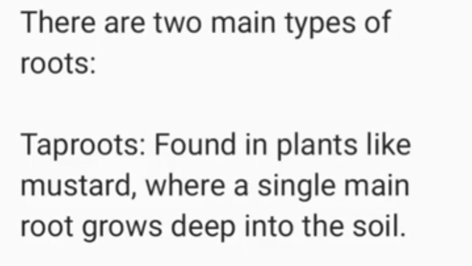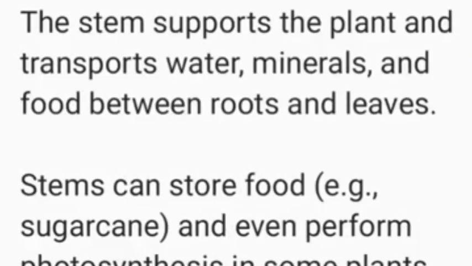Taproots, found in plants like mustard, where a single main root grows deep into the soil. Fibrous roots, found in plants like grass, where a network of roots spreads out near the surface. Roots may also store food, like in carrots and radishes.